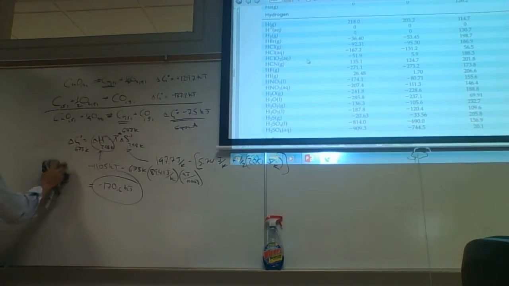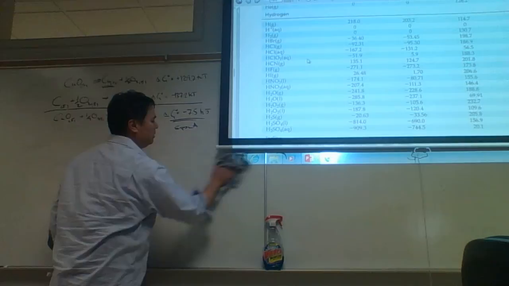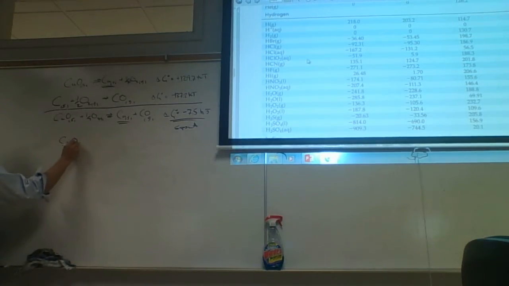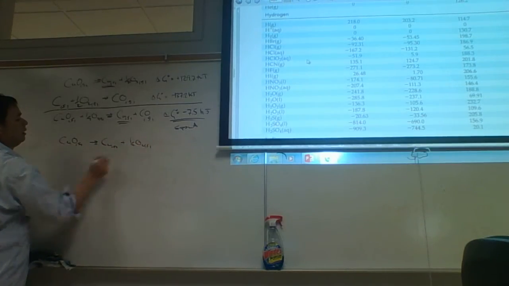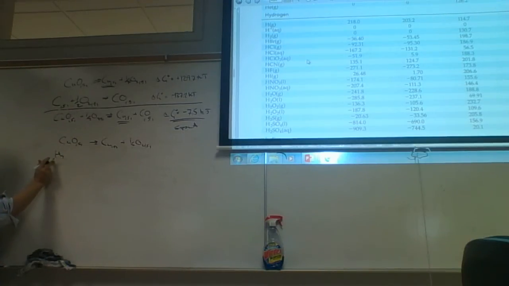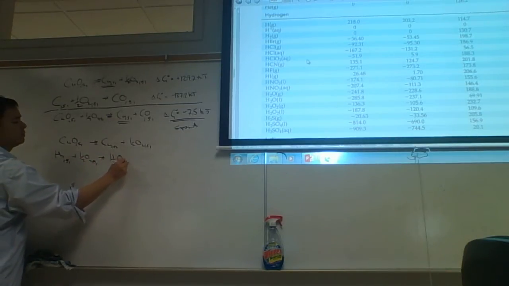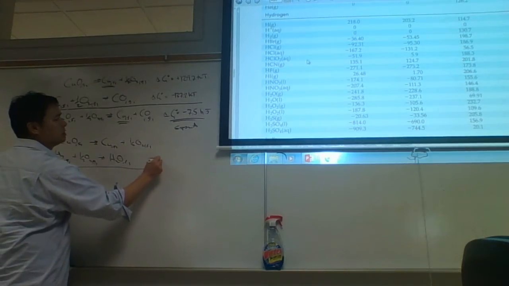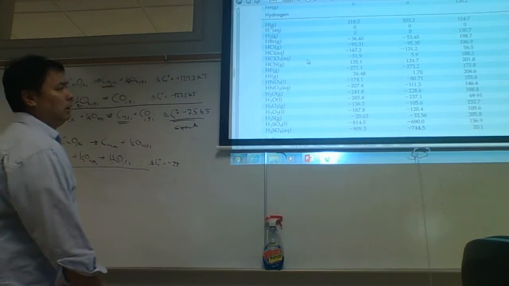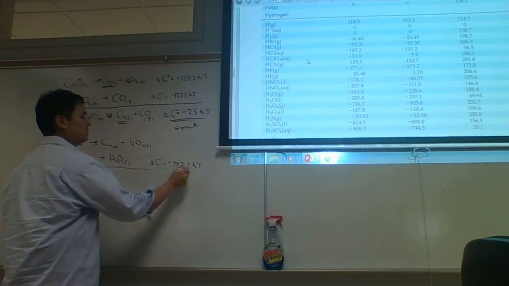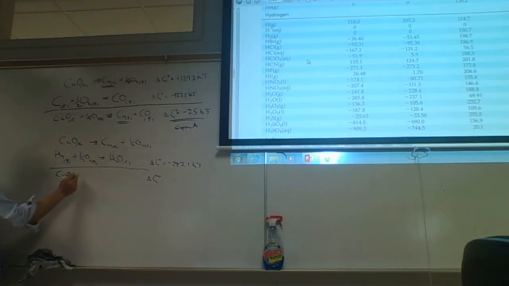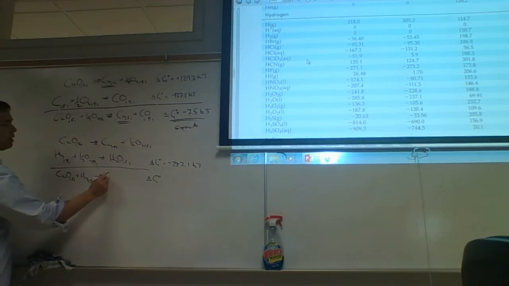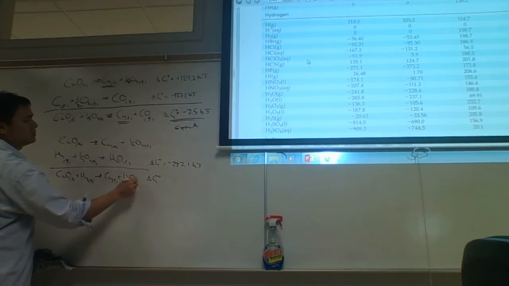And so, let me erase this. If instead we use a more powerful reducer like hydrogen, to form H2O liquid, then we're looking at a delta G naught of minus 237.1 kilojoules, which is going to make the overall delta G naught, and this is going to give us CuO solid plus H2 gas goes to copper solid plus H2O liquid. And so the product is even better.